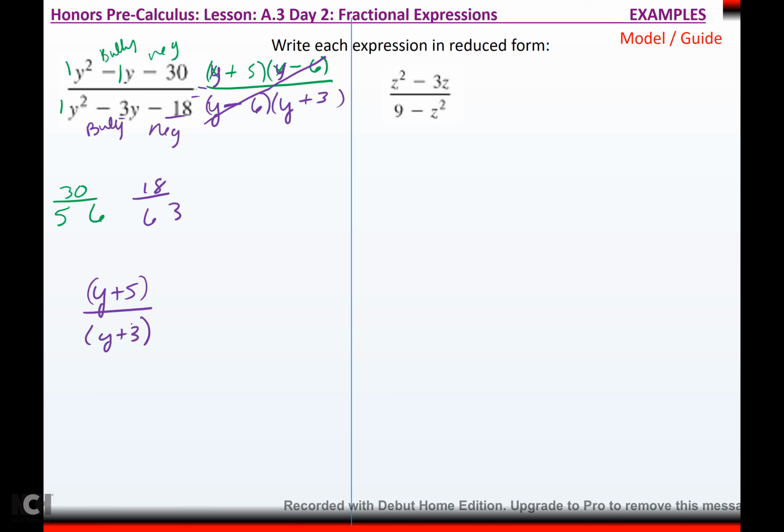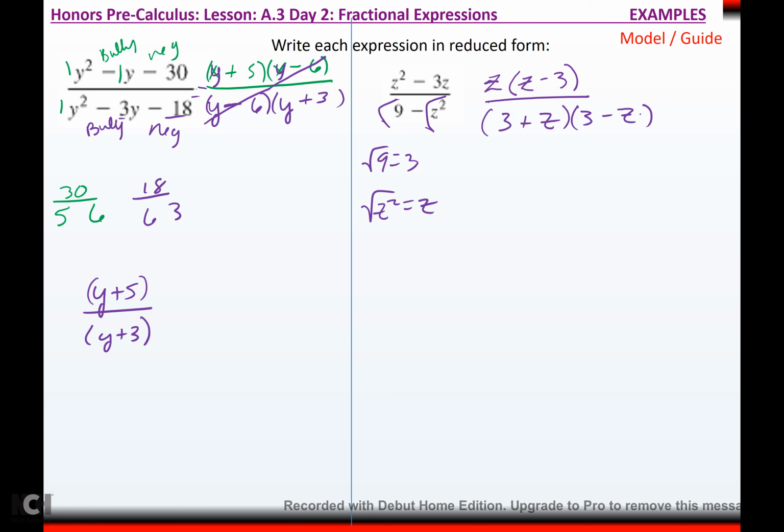All right, on top, there's 2 terms, so I'm looking for a GCF, and I can factor out a z, which would leave z minus 3. On bottom, this is difference of squares. Now be careful. Bino, plus and minus. You can't switch the order. Okay, the square root of the first term is 3, so that has to go first in each house. The square root of z squared is z, so that's got to go here and here.